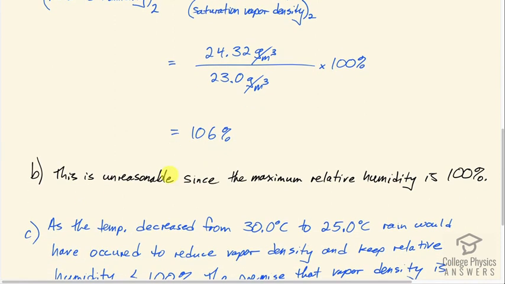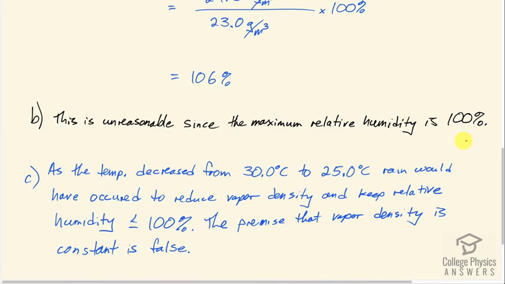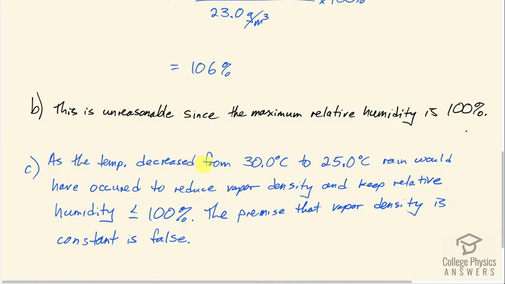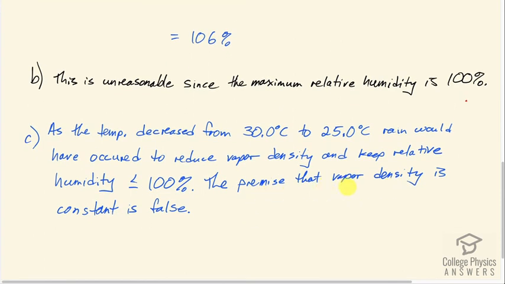So that's unreasonable because the maximum relative humidity is 100%. And so what's really going to happen is as the temperature decreases from 30 to 25 degrees Celsius, rain would occur, and that would reduce the vapor density and keep relative humidity at a maximum of 100%. So the assumption that vapor density is constant is false.